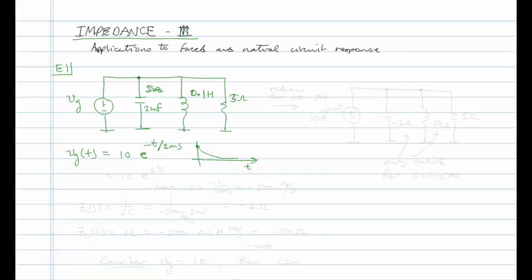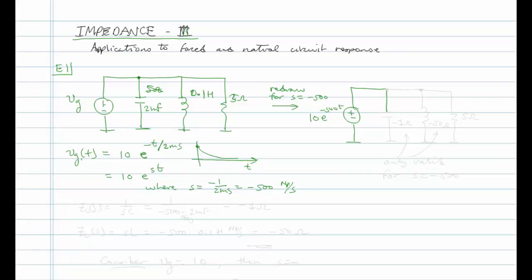So what we want to do first is let's redraw, I'll call this redraw for S is equal to, and what is S? Well, we're forcing this at e to the st, right? Where S is equal to minus 1 over 2 milliseconds. Right, so it's 1,000 over 2, that's minus 500. And it will be, actually it's nepers per second. Okay, so S is minus 500. So if we redraw this, we'll have 10 e to the minus 500 t.